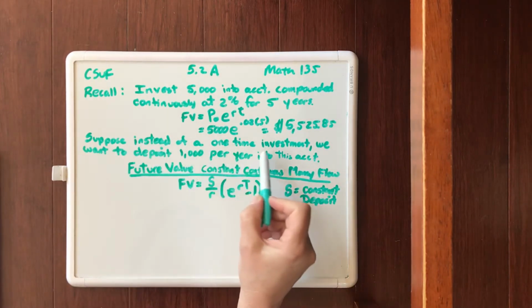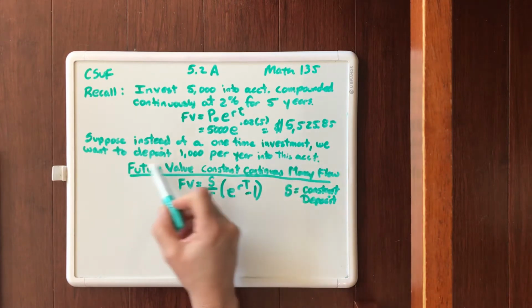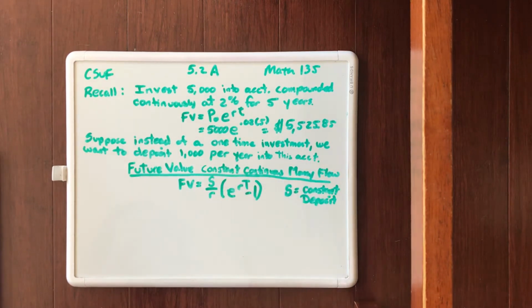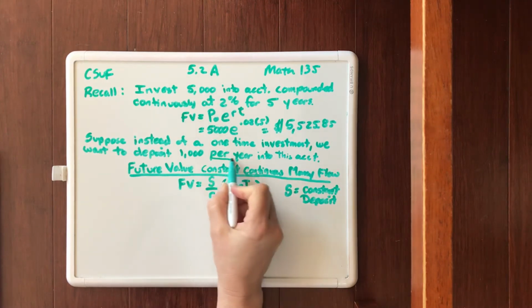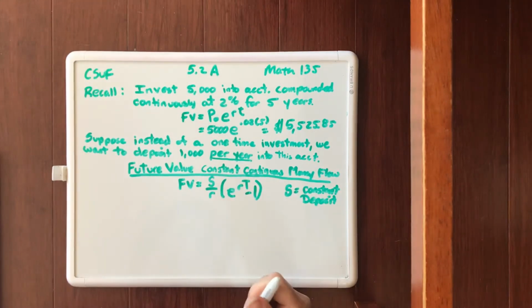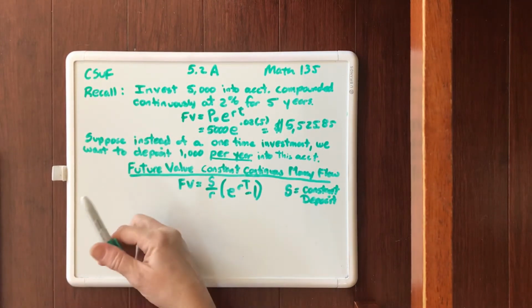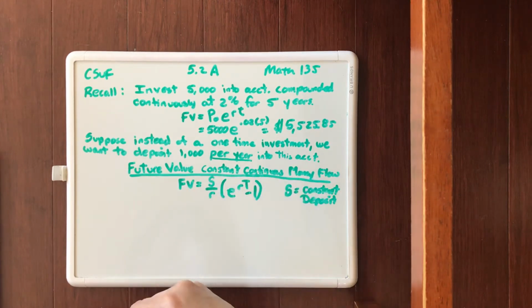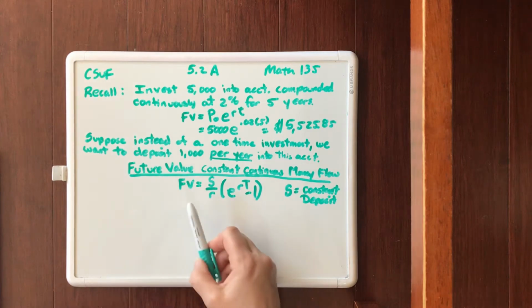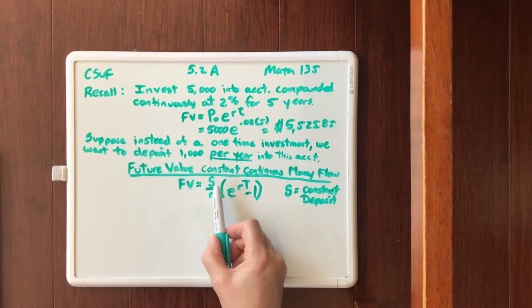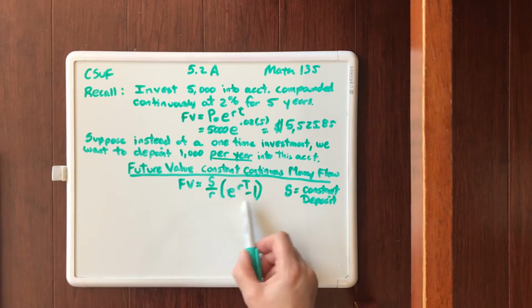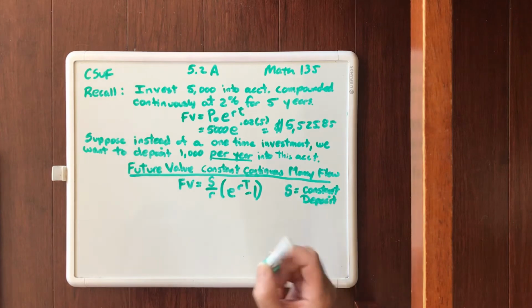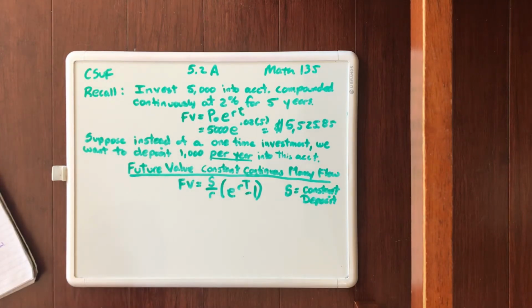Suppose instead of a one-time investment, we want to deposit $1,000 per year into this account. So that's the difference per year. We're continually depositing and the money's growing. So we have a formula for this. It's future value constant continuous money flow. And here's the formula. Future value is S divided by r all times e to the rt minus 1, where S is the constant deposit. So let's do an example of this.